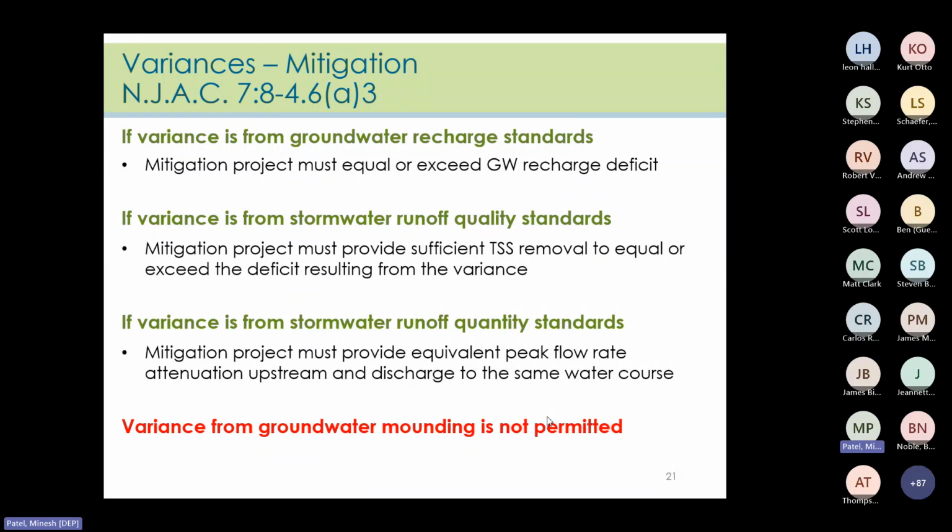Variances from the other standards are as shown on this slide. Note that there is no waiver or variance allowed for groundwater mounding. That's because the steps listed in Chapter 13 of the BMP manual make it clear that if the selected BMP fails to pass the groundwater mounding analysis, another BMP must be selected and assessed, meaning that a whole redesign will be required.